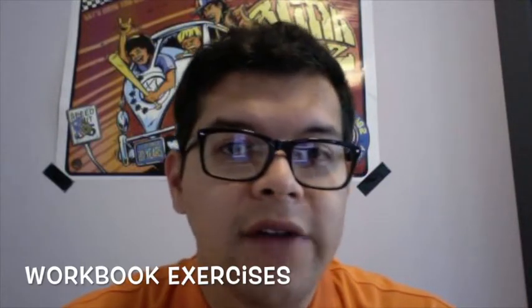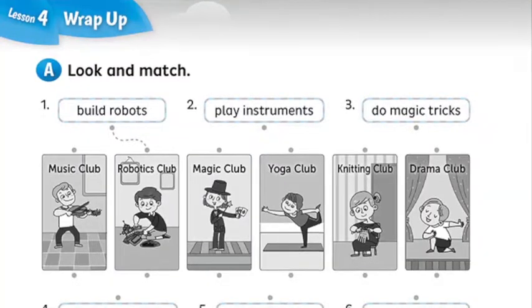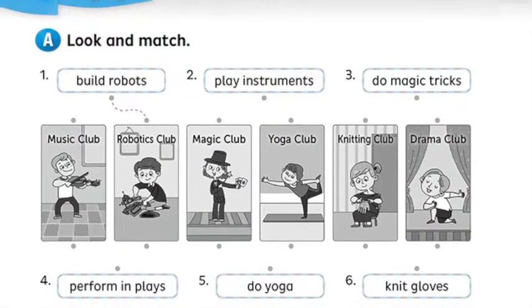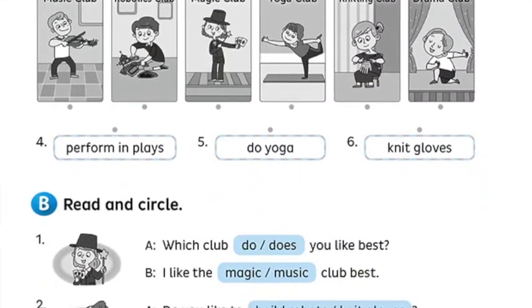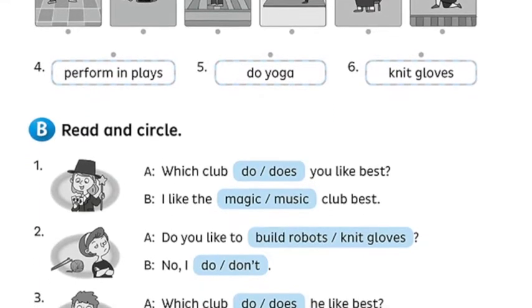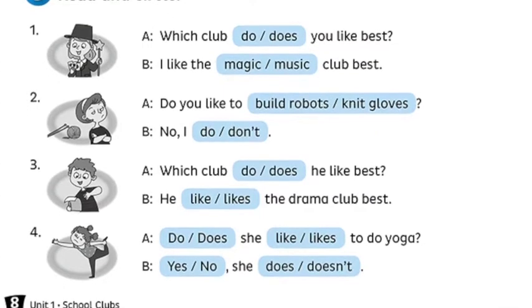Today is our wrap-up workbook exercises, and we will work on page 8. Take out your workbook, page 8. On top it should say Lesson 4 Wrap-Up, and you should see letters A and B. Letter A, look and match. Letter B, read and circle. We will complete this page and page 9 today.